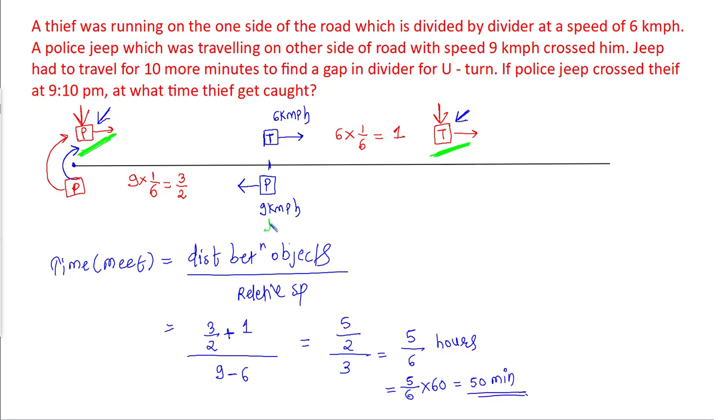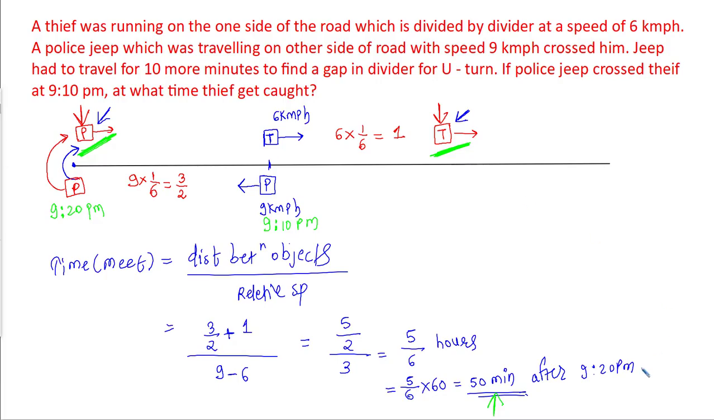Okay everyone, at 9:10 p.m. the police are here. So at 9:20 p.m. police jeep is going to take the U-turn. So these 50 minutes are counted after police jeep took U-turn. So our answer is going to be 50 minutes after 9:20 p.m. That is equal to 10 o'clock 10 minutes. So our answer is 10:10 p.m. At 10:10 p.m. the police will catch the thief.